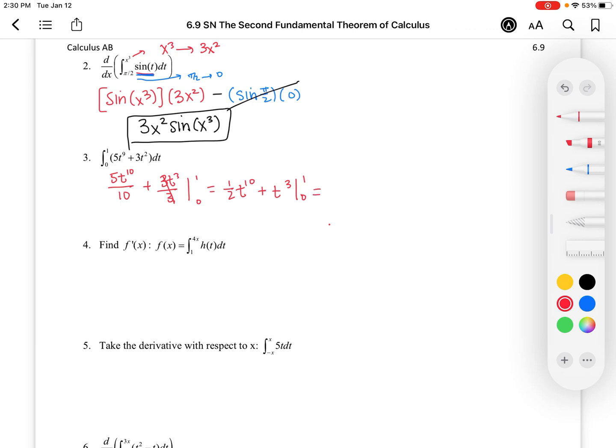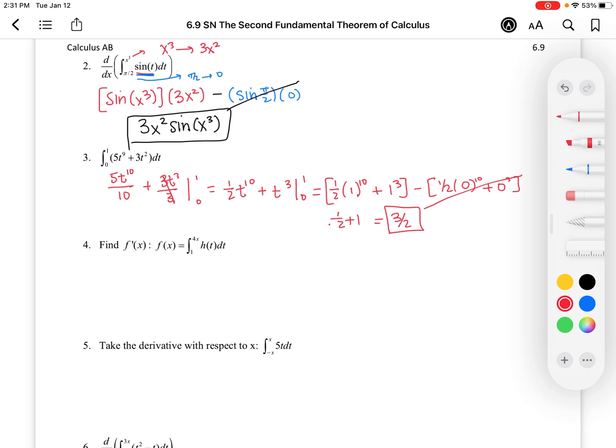So what I'm going to do here is 1/2 times 1 to the 10th plus 1 cubed minus 1/2 times 1, sorry, not 1, now we're looking at 0 to the 10th power plus 0 to the 3rd power. So that whole part goes away, and I basically just have 1/2 plus 1, which is equal to 3/2 right there.